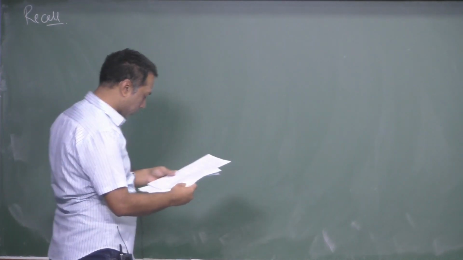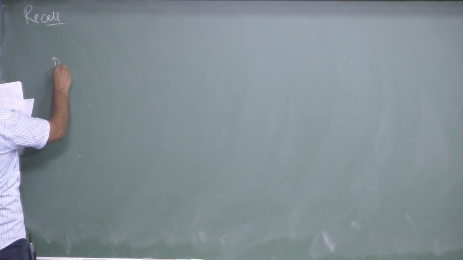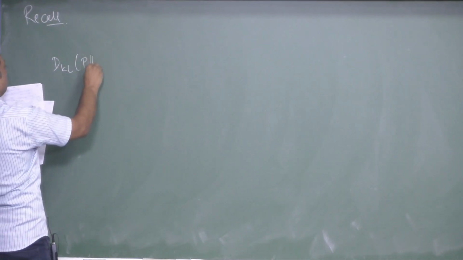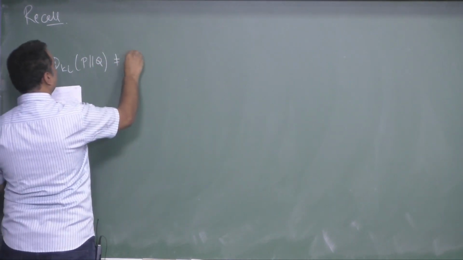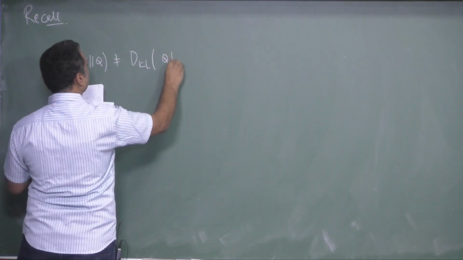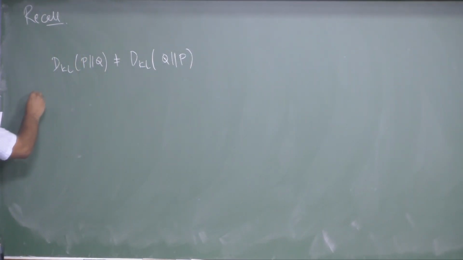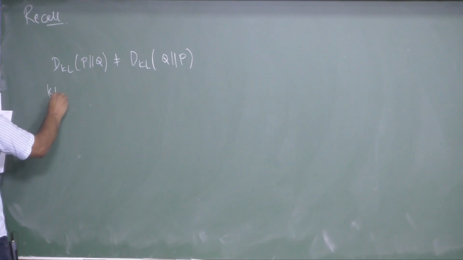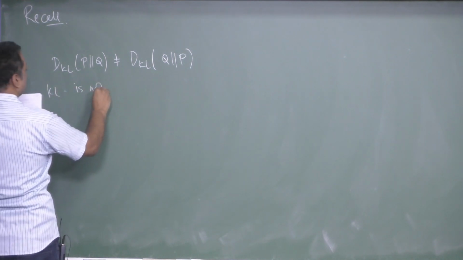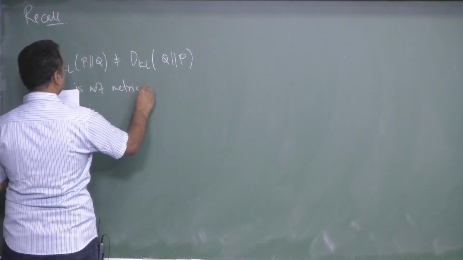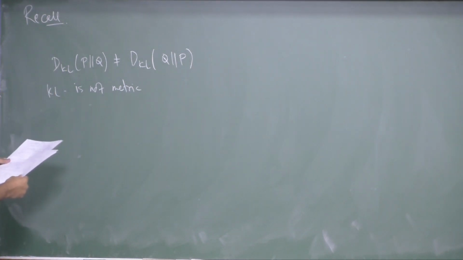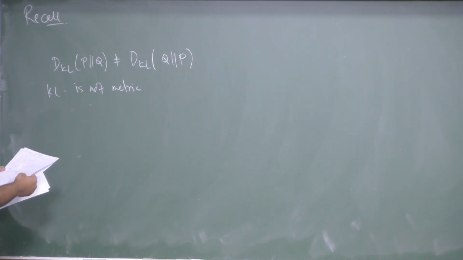We said that KL PQ is not equal to KL QP, and hence it's not a norm. Okay, so KL is not a metric. So these are the things we derived, because for a metric we need symmetry.